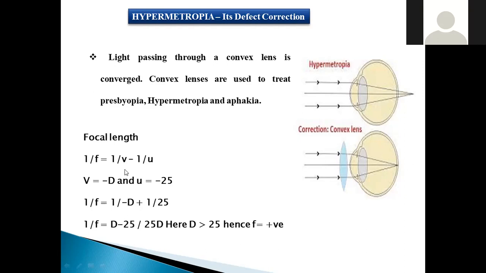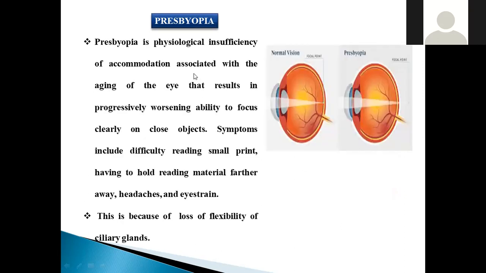So this is about the calculation of focal length. Focal length is given as negative for myopia. Focal length is given as positive for hypermetropia patients. So that's why it is called positive sight. Hypermetropia is known as positive sight.